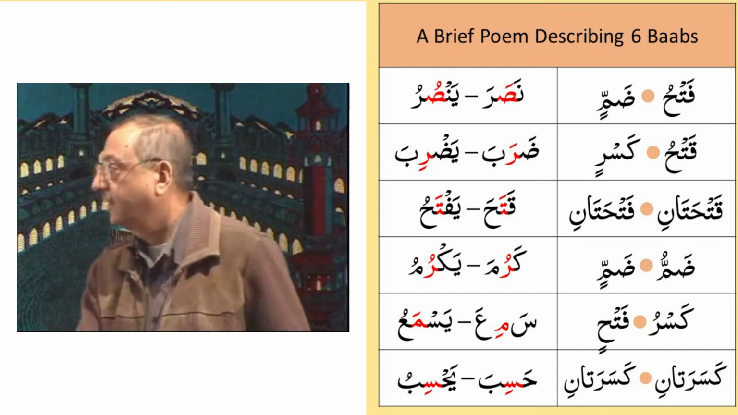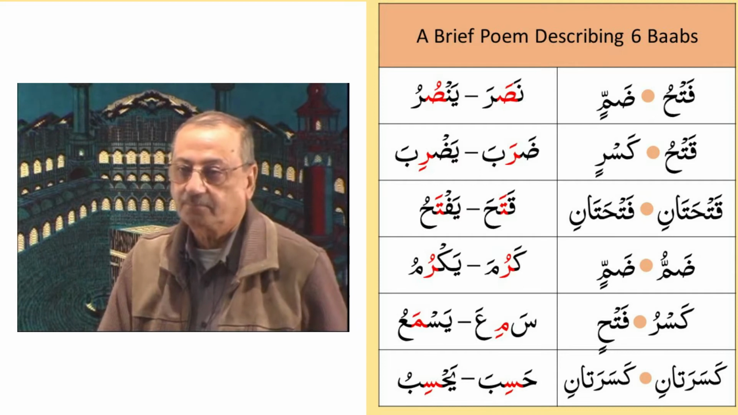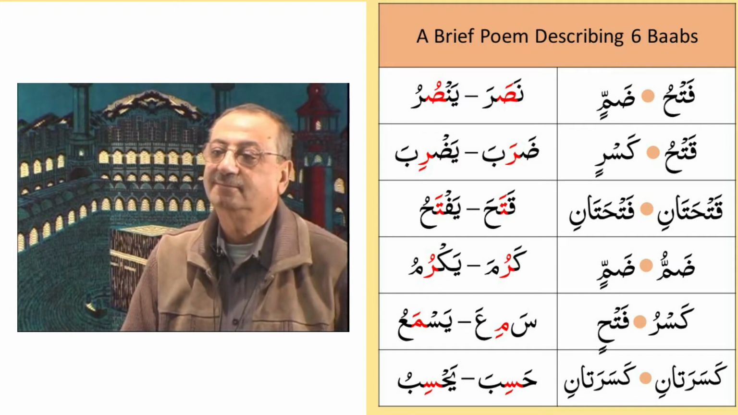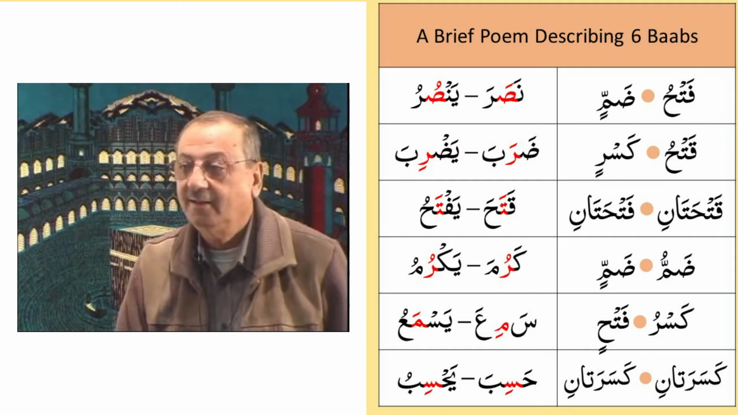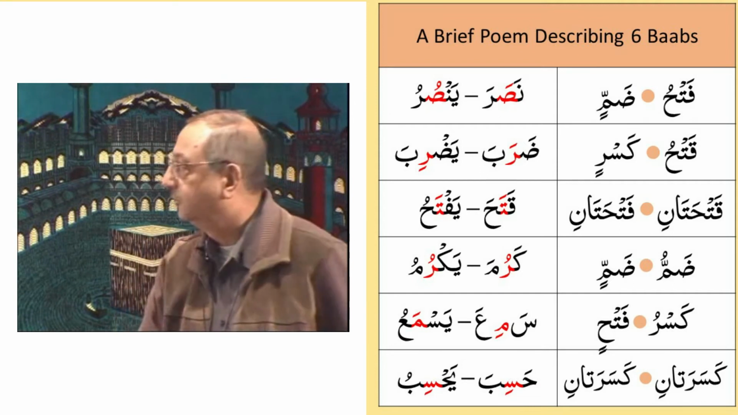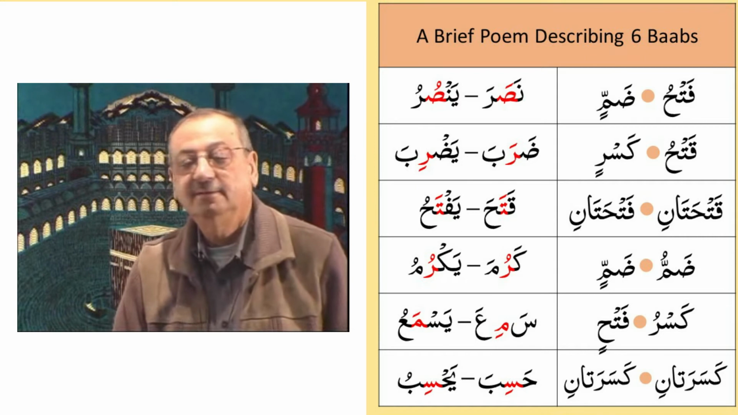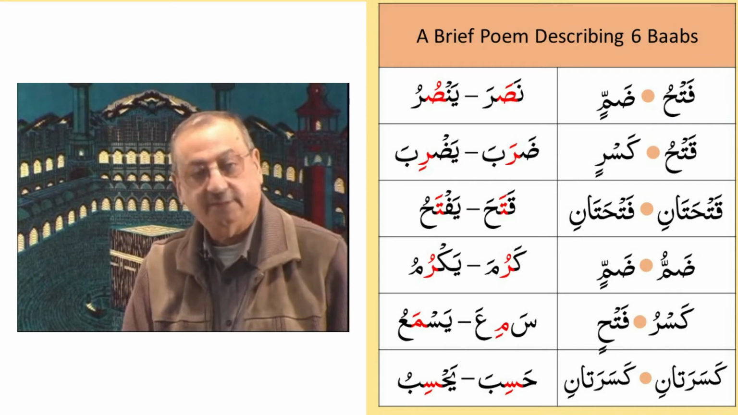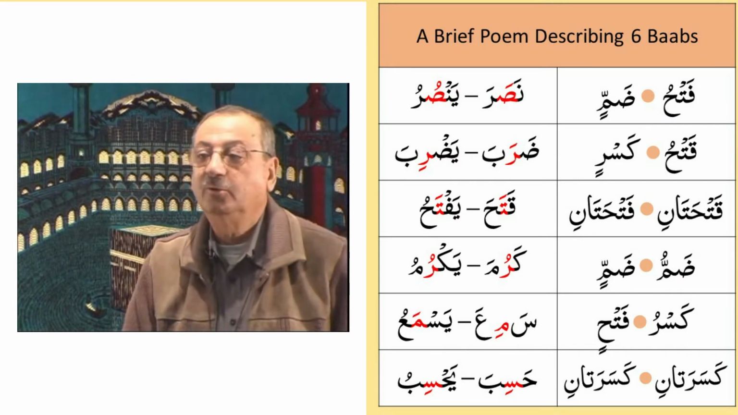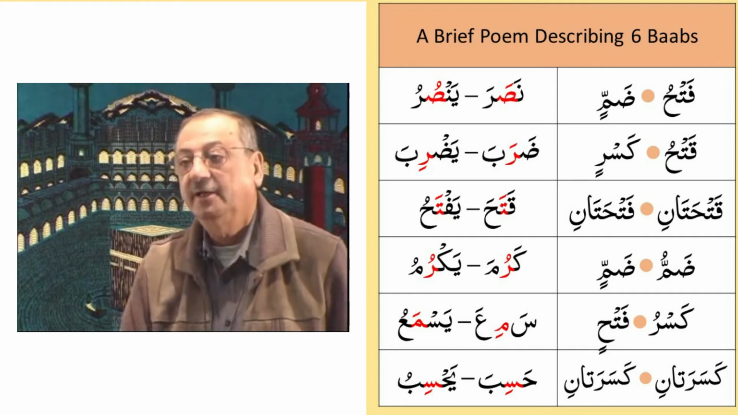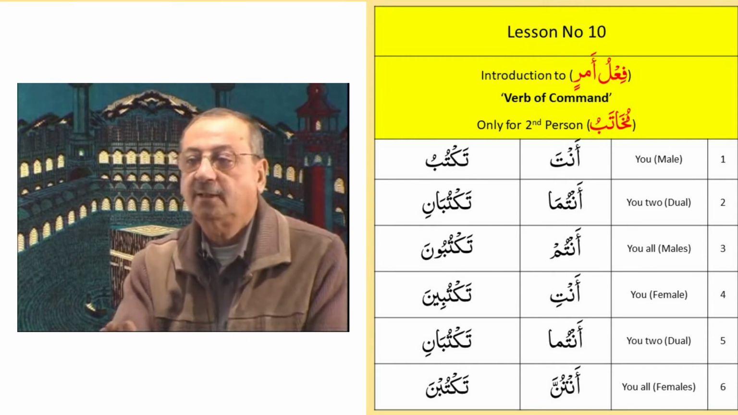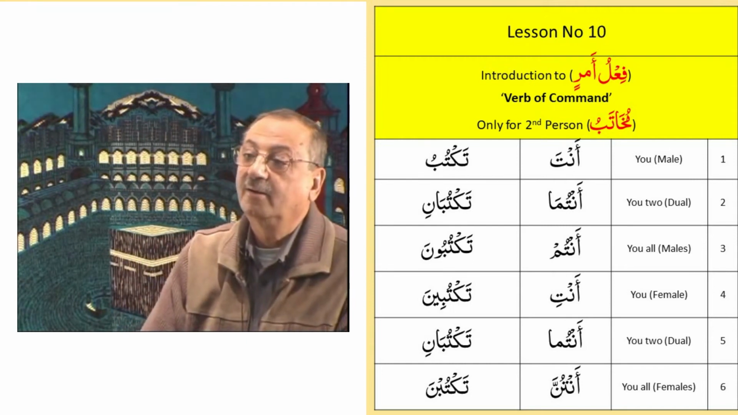Okay. Now I say to you, brothers and sisters, kataba. What is it? Yaktubu. Kataba, yaktubu. Okay? And if I say to you, fataha, yaftahu. And if I say to you, daraba, yadribu. And if I say to you, sami'a, yasma'u. Keeping those four babs in our mind, we only take the mukhatab form. What do we take? Mukhatab form.